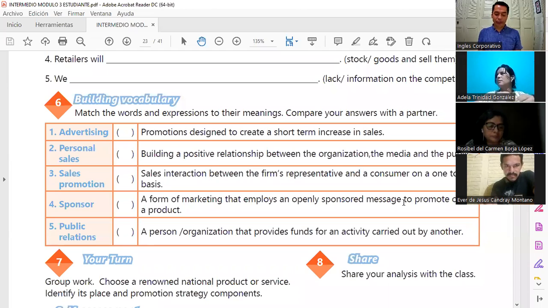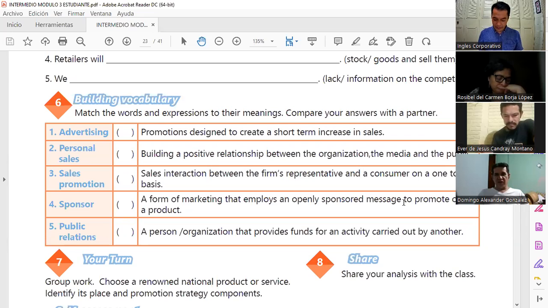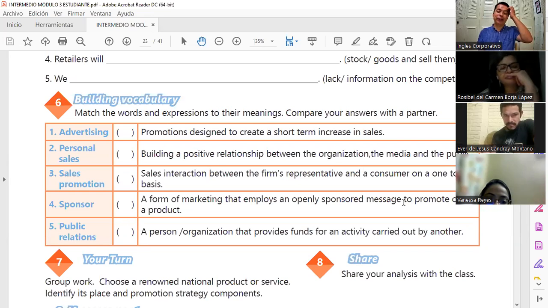Now, personal sales, volunteers, personal sales, sorry. Ajá, los acabamos de ver. What happened? Okay, good. Sonia, Yvette, please. Personal sales: interaction between the firm representative and a consumer on a one-to-one basis. Okay, good. Thank you. And thank you for the participation of your baby too, right? Thank you, Yvette. Good. So that's number two, right?